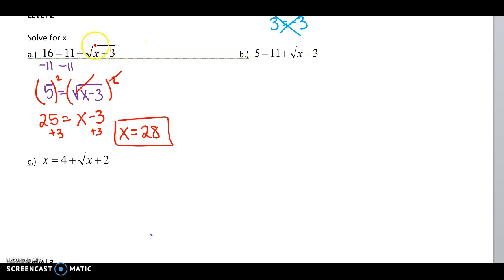So if I plug that in, I get 28 minus 3, which is 25. The square root of that is 5. 5 plus 11 is 16. So that will work. I've checked it to make sure it's not extraneous.